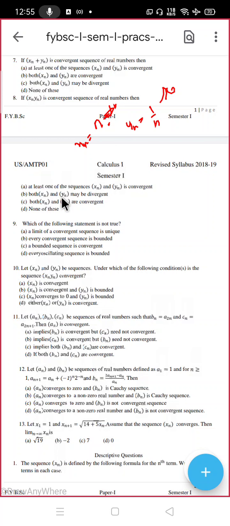Option B, both xn and yn may be divergent. Can you give me an example where both are divergent? Yeah, perfect, very nice. Minus 1 raised to n is divergent, and you can take minus 1 raised to n again. See, this is xn, this is yn. So their product will be 1, correct? So that is convergent. So what is the conclusion?